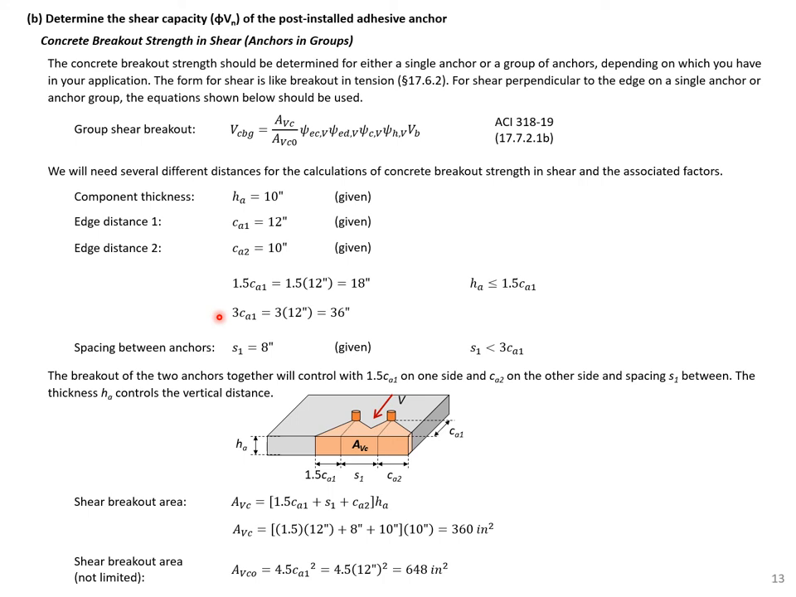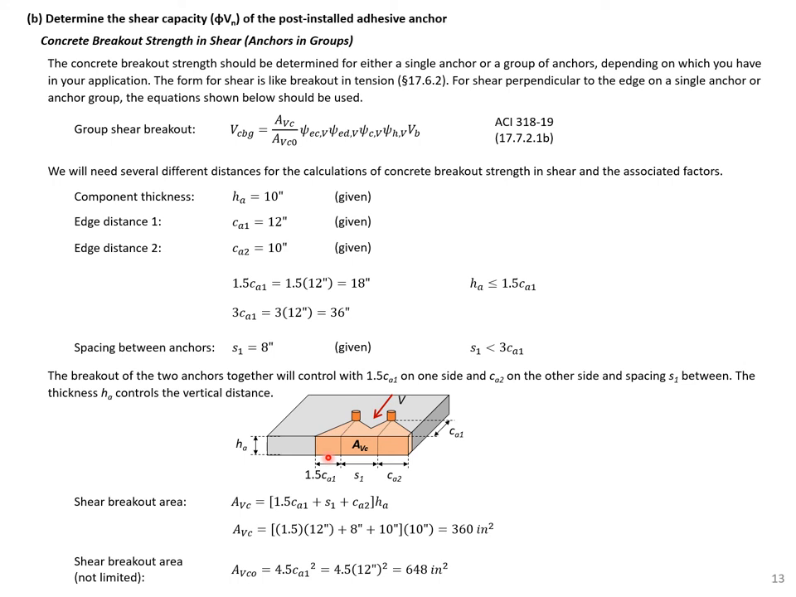We can see our thickness is less than 1.5 times our edge distance C sub A1, so we'll see how that affects our area on the next couple slides. Our spacing is also less than 3 times C sub A1. So we can find our shear breakout area as shown here. We're going to be controlled by the edge on this side. So we'll have C sub A2 as the distance between the center of our anchor and the edge, the spacing in between those, and then 1.5 times C sub A1 in the other direction.